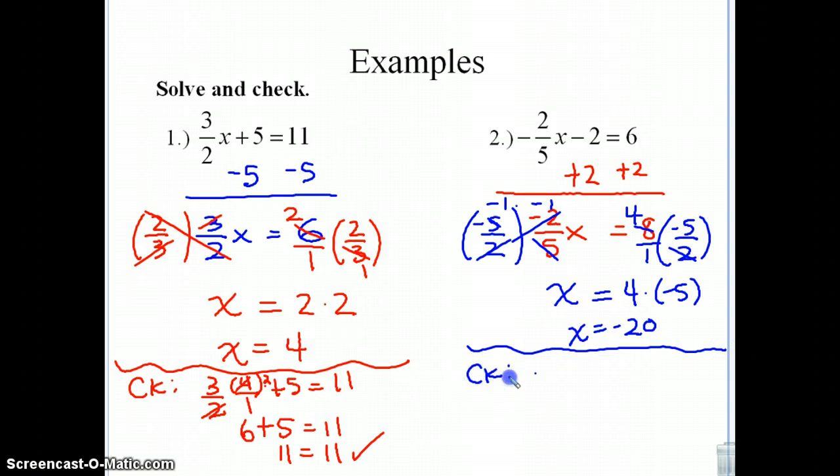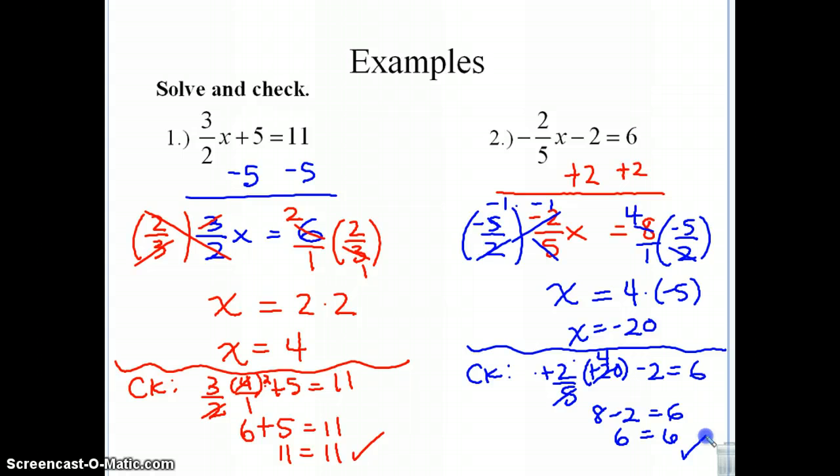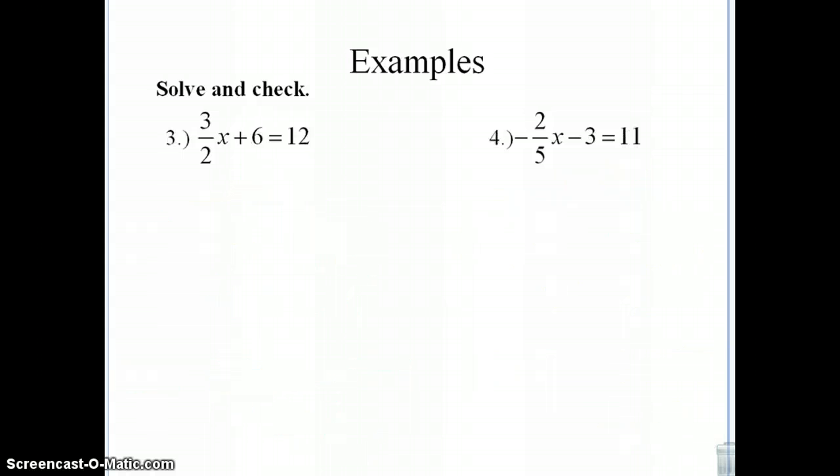The check will be -2/5 times -20 minus 2 equals 6. I know a negative times a negative turns positive, so I change those signs. 20 divided by 5 is 4, so 2 times 4 is 8, minus 2 equals 6. 6 equals 6, and it checks. Moving on to problem number 3, I'll subtract 6 from both sides.